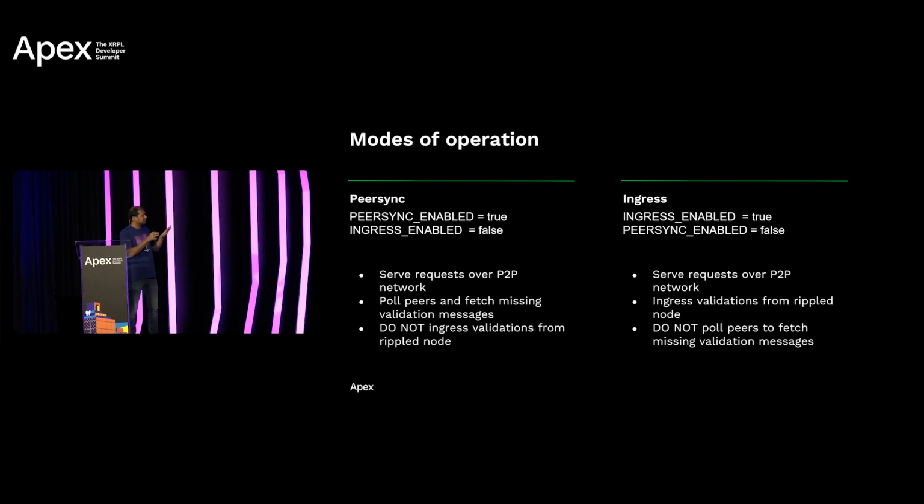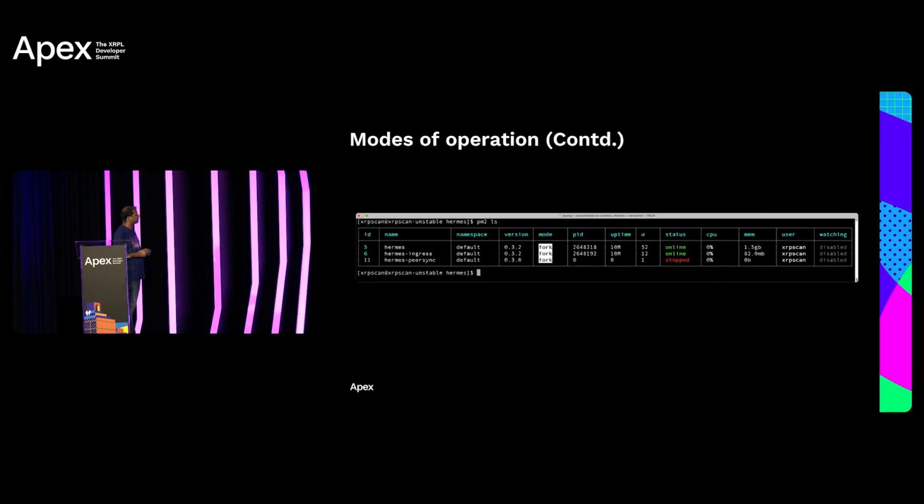The reason I separated this is because of performance concerns. In my case, I was trying to run this on an ARM64 machine, which has fewer resources. It's cheap to just set it up, so I just separated it out. One node runs only in ingress mode, one node runs in peering mode, or you can enable both. It will act as both ingress as well as peering. For example, in this screenshot, PM2 ls is showing Hermes working in: the first one is both, the second is ingress, and the third is peer sync. I've stopped the third one on this machine.